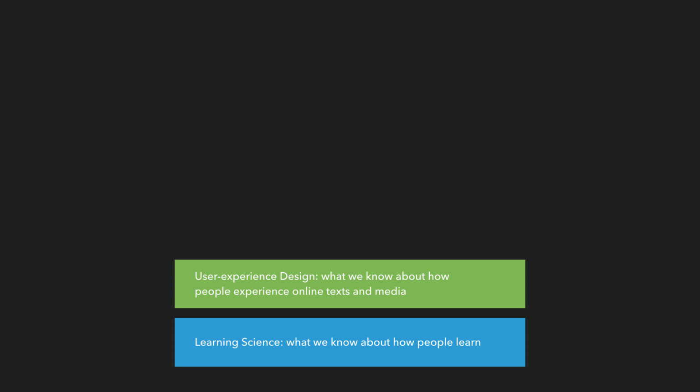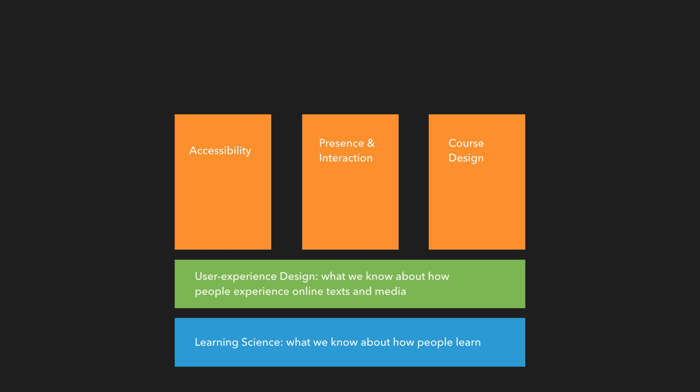And so that kind of layers on top of the learning science foundation. And then we have the 3 main pillars of this course: accessibility, presence and interaction, and course design. And you will see those 3 pillars reflected in the 3 sets of learning outcomes for the course. We have 5 primary learning outcomes for each of these 3 pillars: accessibility, presence, interaction, and course design.